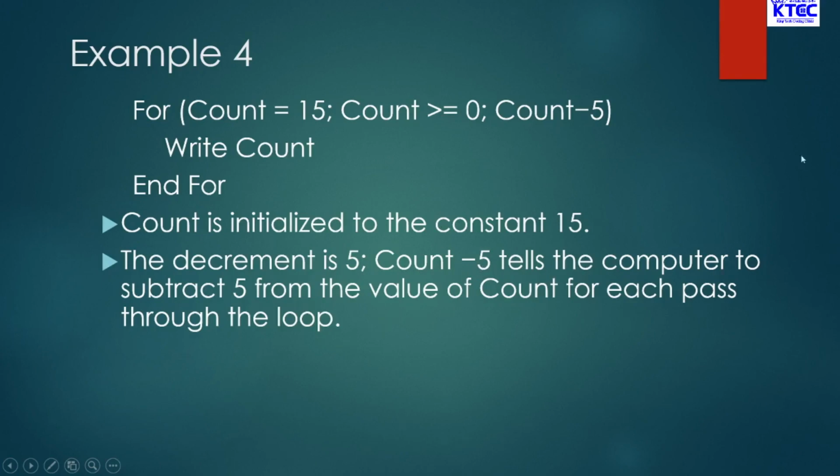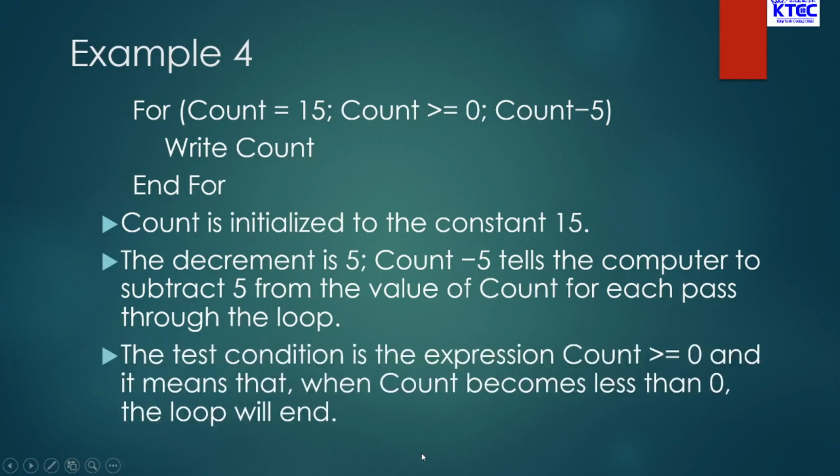This minus 5 tells the computer to subtract 5 from the value of the count for each of the iteration through the loop. So in each iteration, 5 is subtracted until we get to 0. So the numbers that will be displayed are 15, 10, 5, 0, which are all greater than or equal to what? 0. So basically that is that.